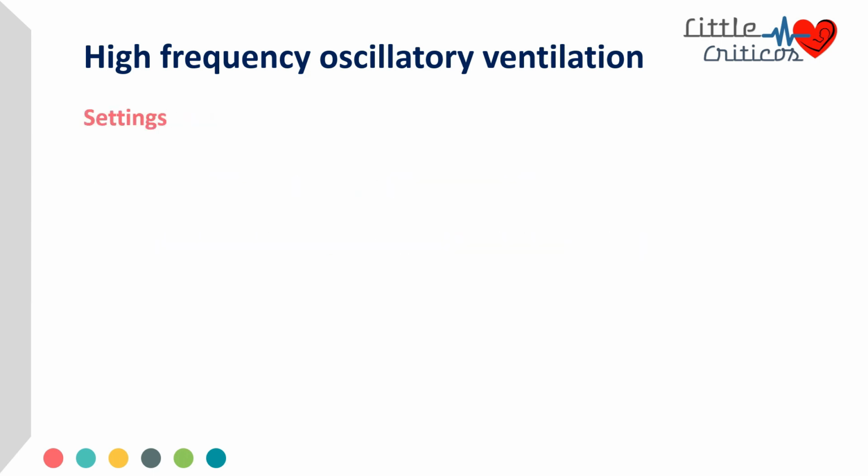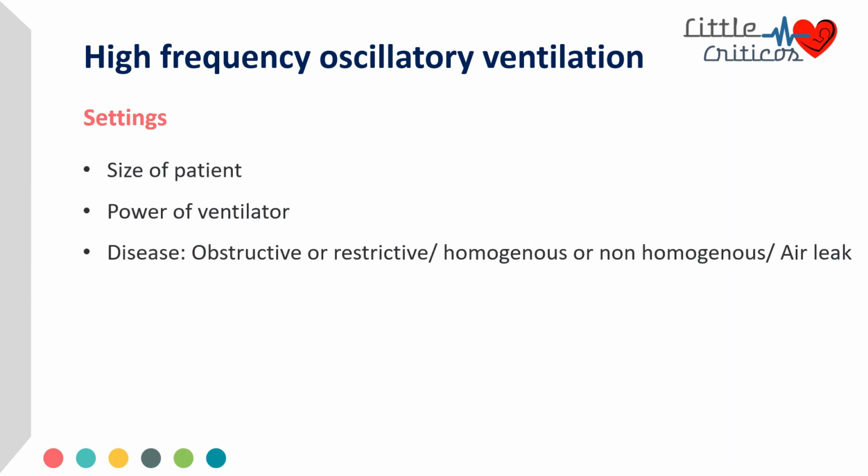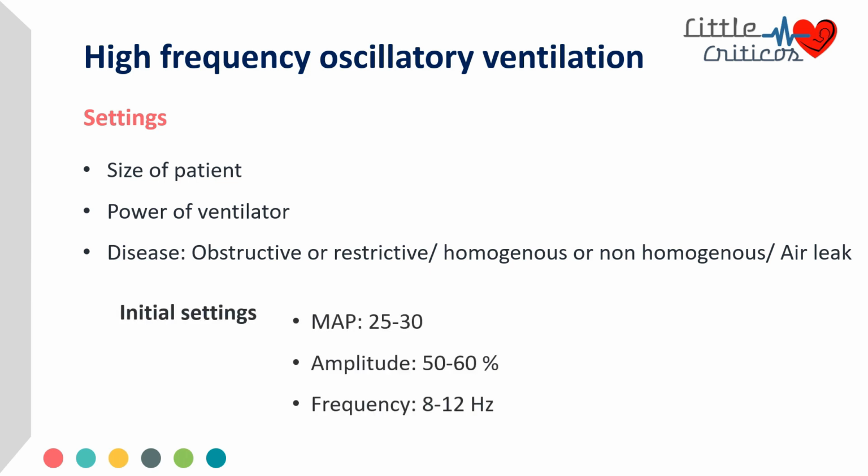The initial setting of a high-frequency oscillatory ventilation depends on the size of a patient, power of the ventilator, and the disease state. The usual setting is a MAP of 25 to 30, amplitude of 50 to 60, and a frequency of 8 to 12 Hz with an I time of 33%, and FiO2 is usually begun at 100%.